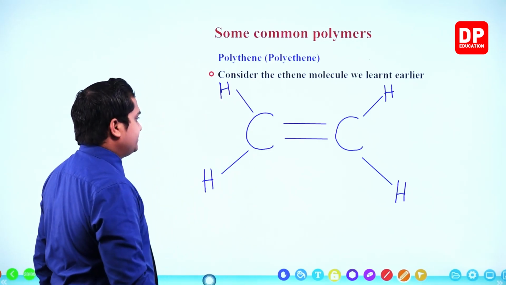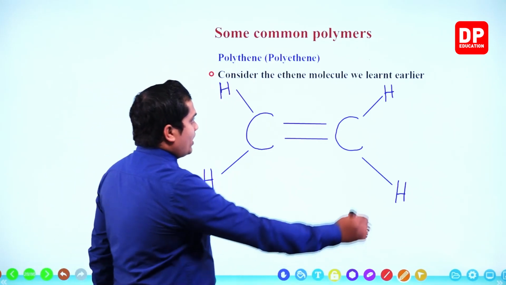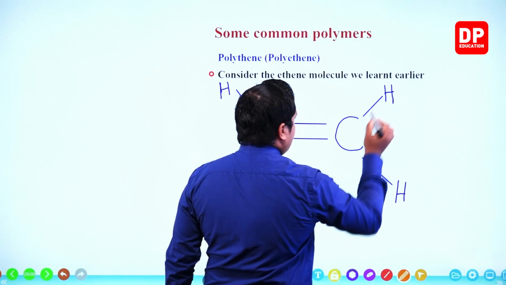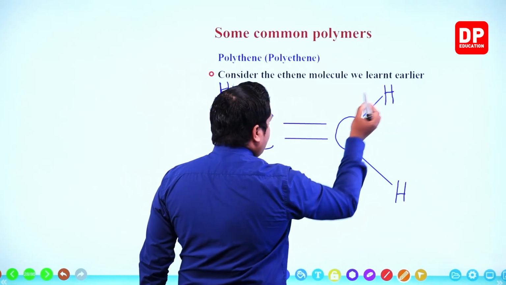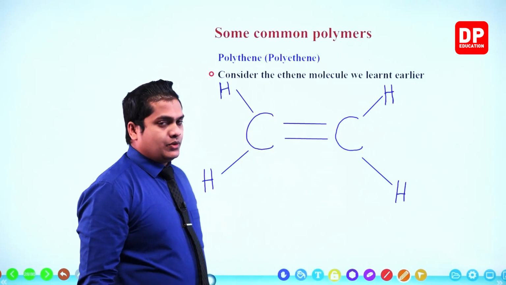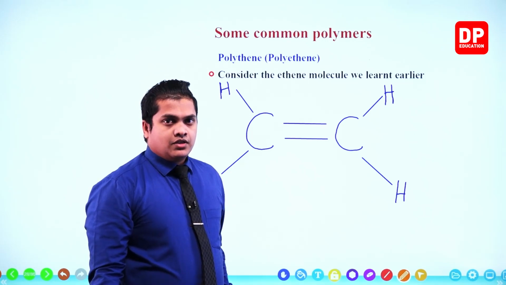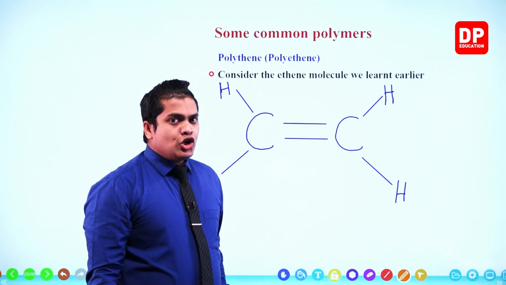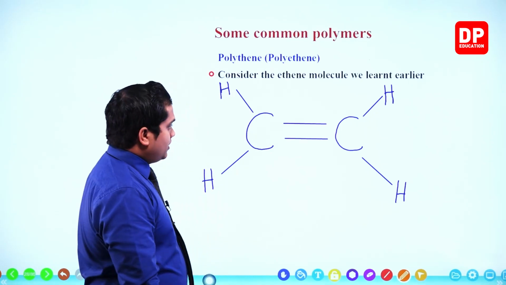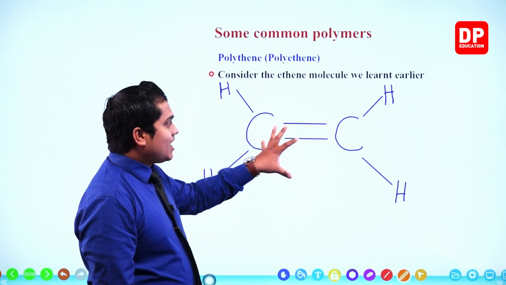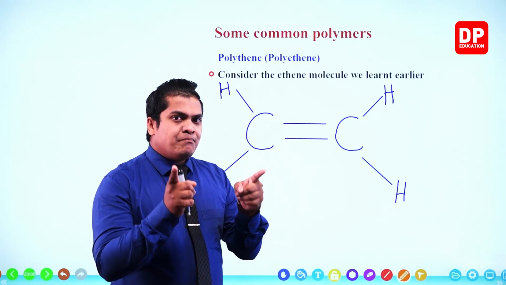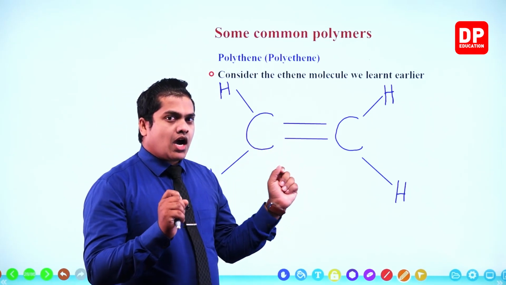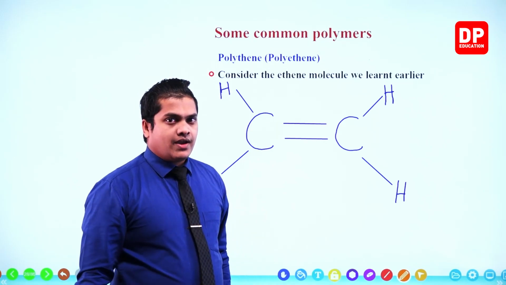This is ethene. Now, what we need to do is repeat this ethene molecule so that it can create bonds. In order to do that, my dear children, you have to break this double bond. If you can break the double bond between the carbon-carbon atoms, then what will happen?